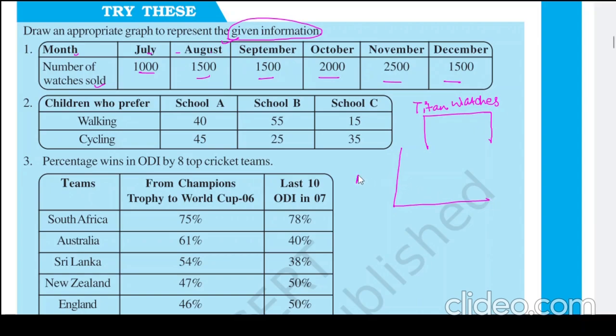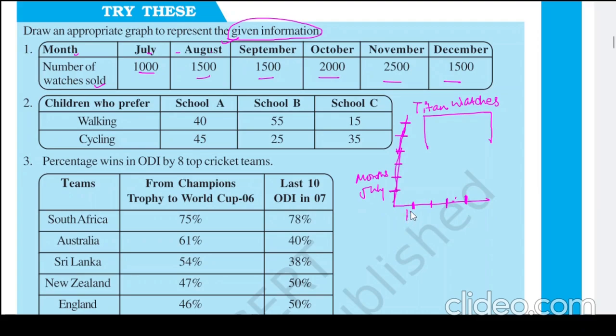So to draw the graph, what we will do, you will have months here, and you will start with July, August, September, October, November and December. Then you will have numbers here: 1000, 1500, then 2000, then 2500.